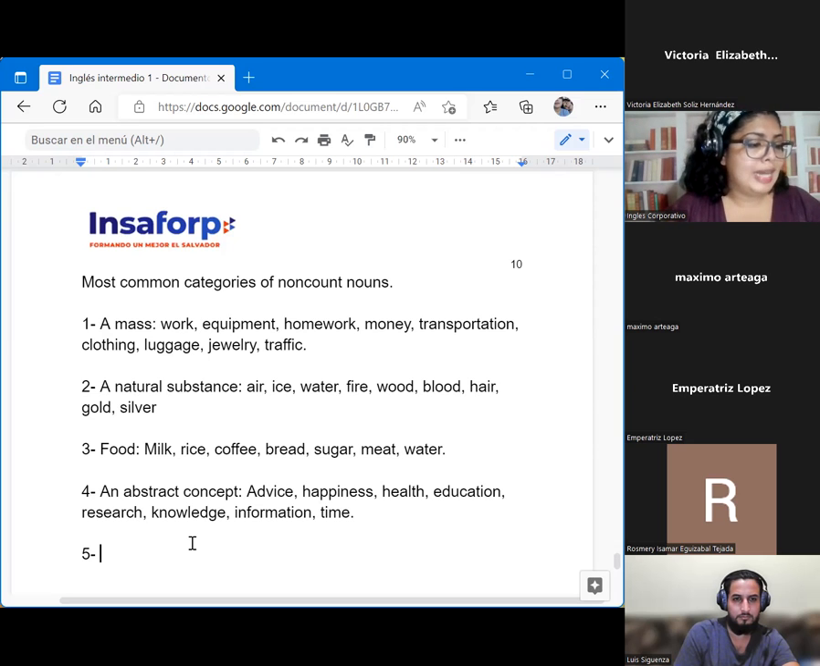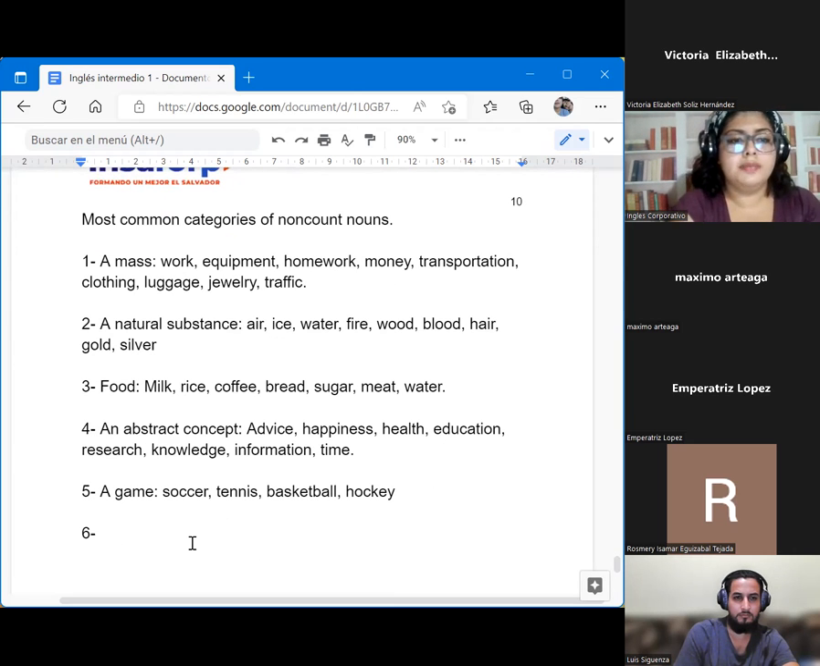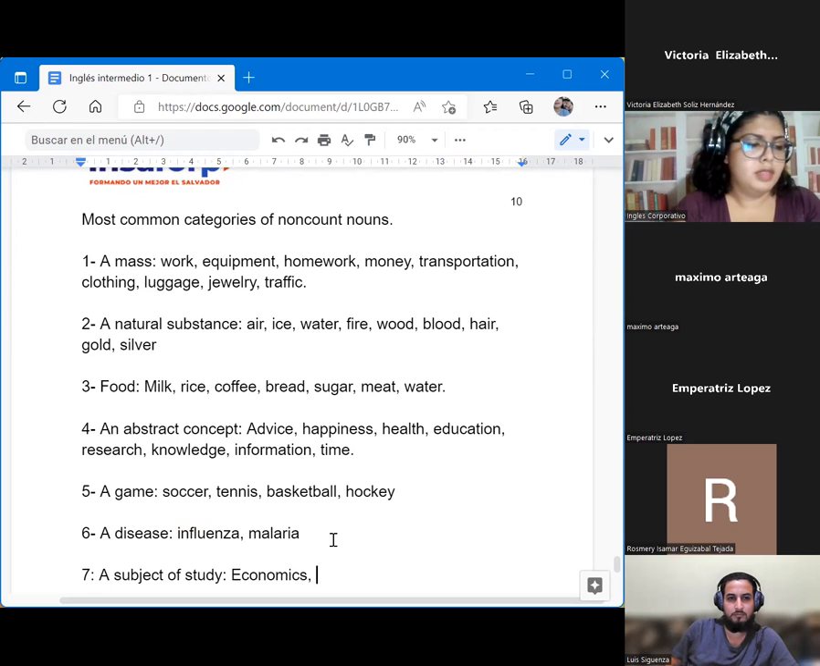Number five, a game. Poker, tennis, basketball, hockey. Number six, a disease. Influenza and malaria. Number seven, a subject of study. And we have economics, biology, history.